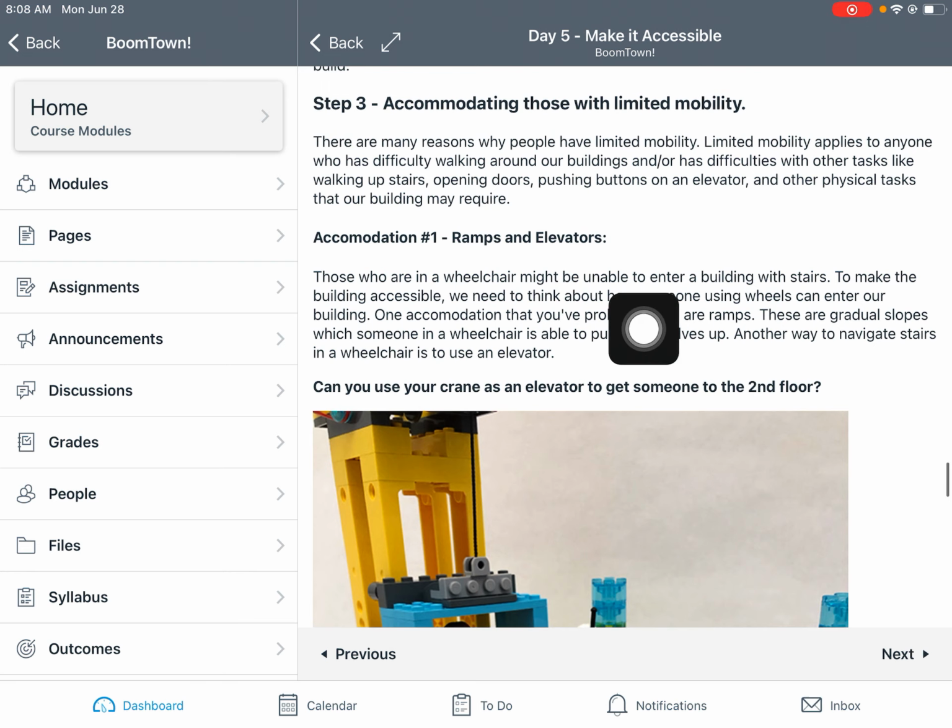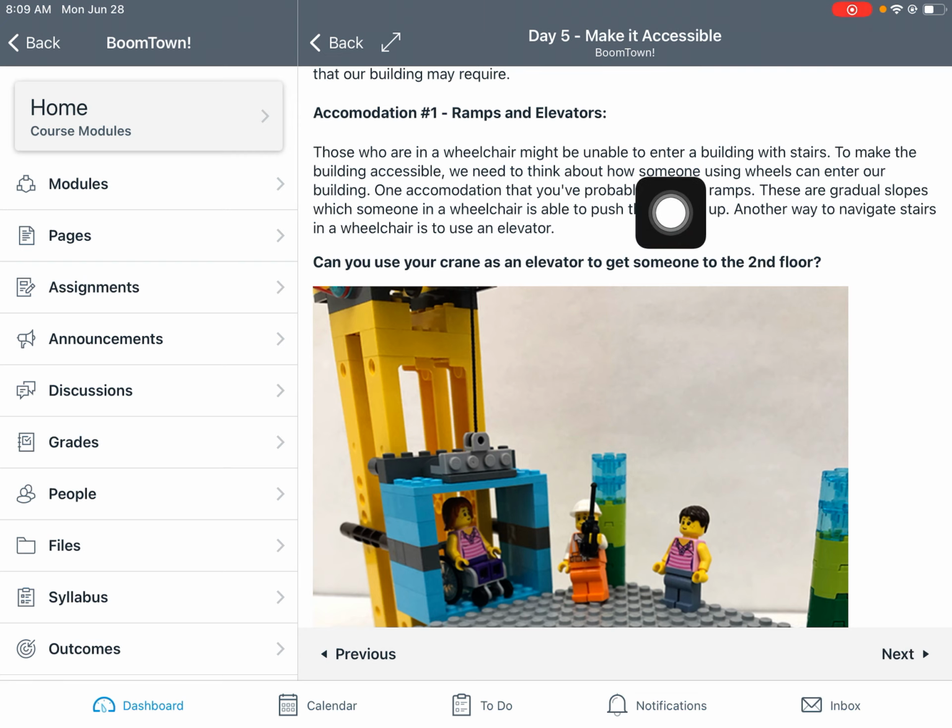And the last step that we're going to do, talking about different types of accessibility, is accommodating those with limited mobility. So limited mobility isn't just people in wheelchairs, it's an entire spectrum again, from people who just have difficulty walking, or maybe limited mobility in their hands or arms, so they might have trouble opening doors or using a handrail. So lots of different accommodations.